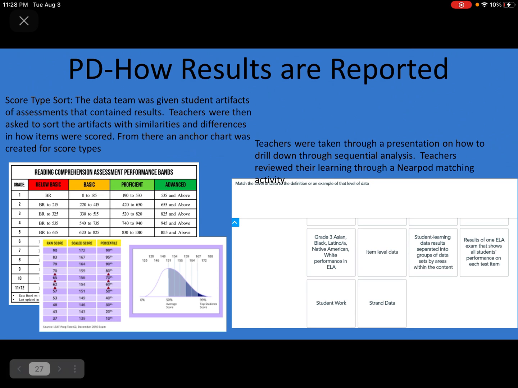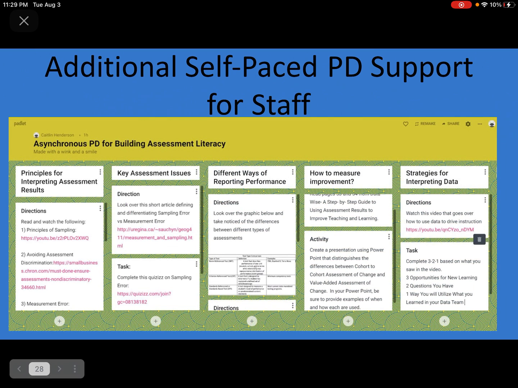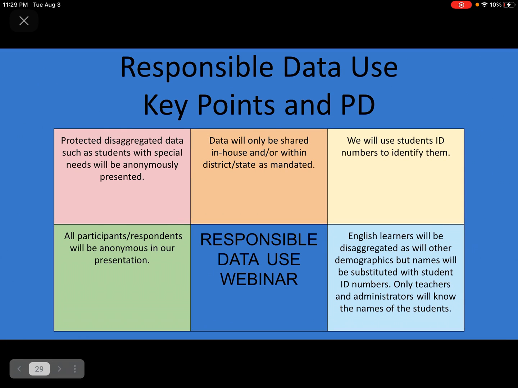So an example of an activity aligned to those examples provided would be this one, in which teachers would be given sets of data and they would have to sort them based on those 5 levels using digital technology such as Nearpod or Desmos sorting. And then if there were staff interested in doing additional PD in terms of asynchronous work, here's a PD that provides specific categories of self-paced learning opportunities.